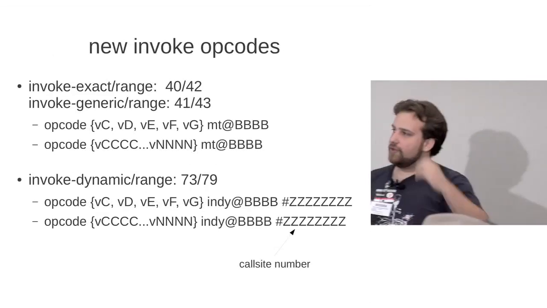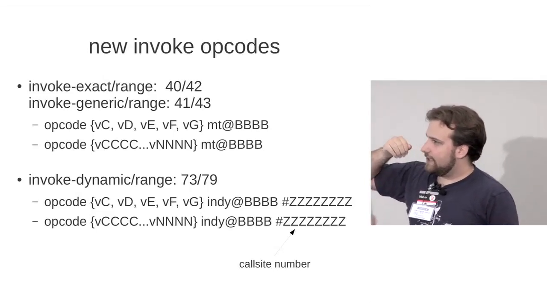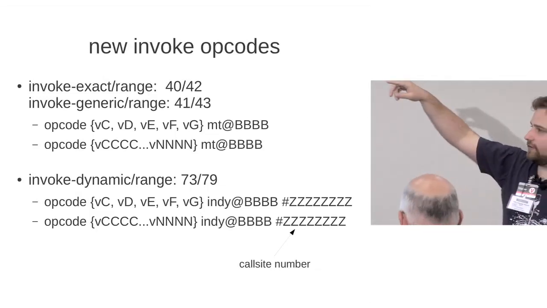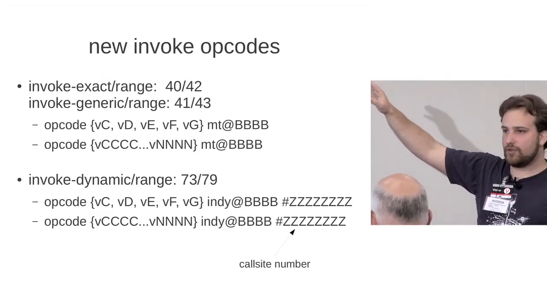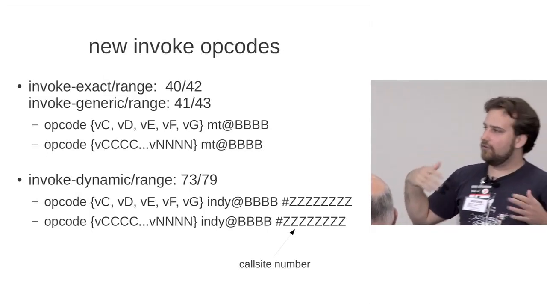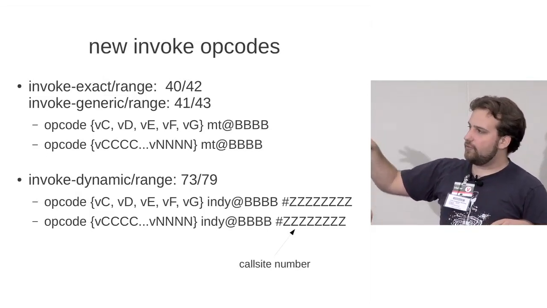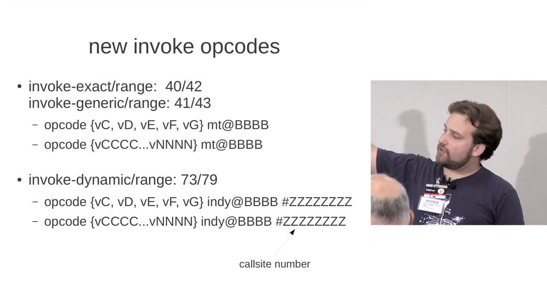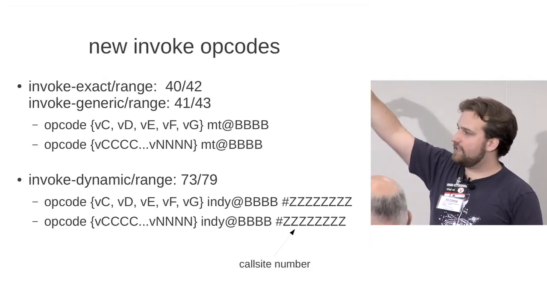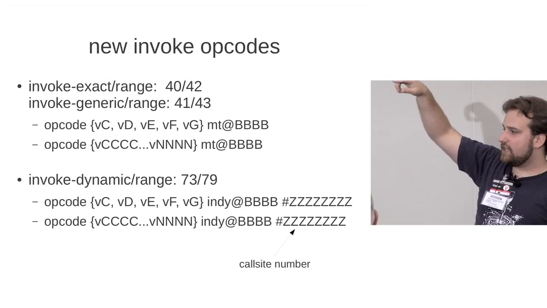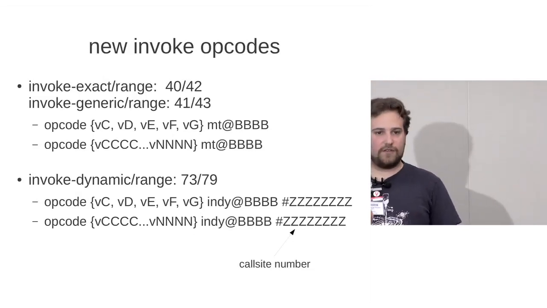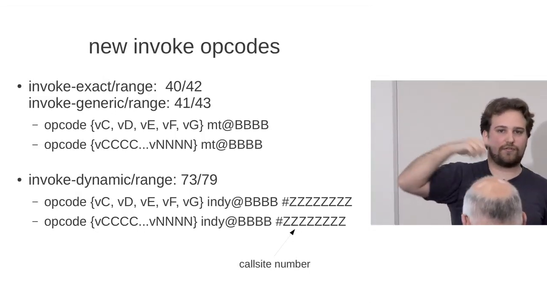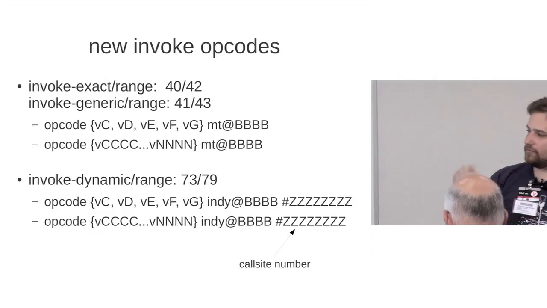So we use unused opcodes, and each instruction has 2 formats, depending on the number of arguments: if you have less than 5 arguments or more. Invoke Exact and InvokeGeneric have an index of the method type constant pool, and InvokeDynamic has an index in the InvokeDynamic constant pool, and the number of the call site in the table of call sites, which is in the declaring class.